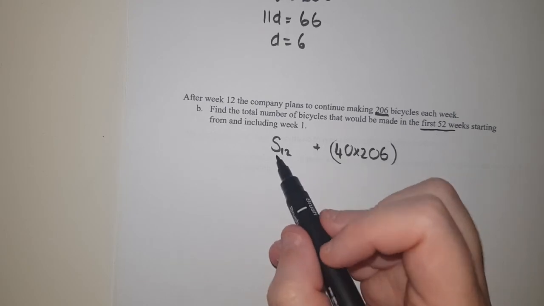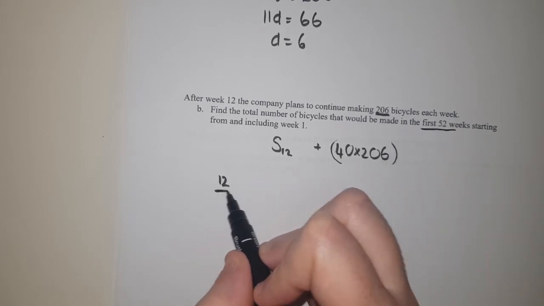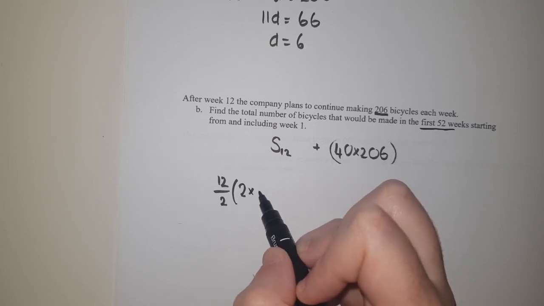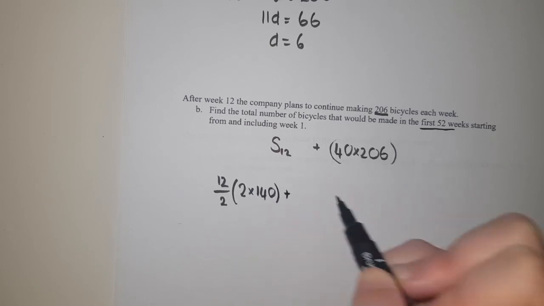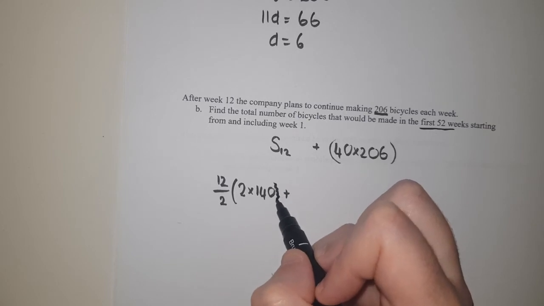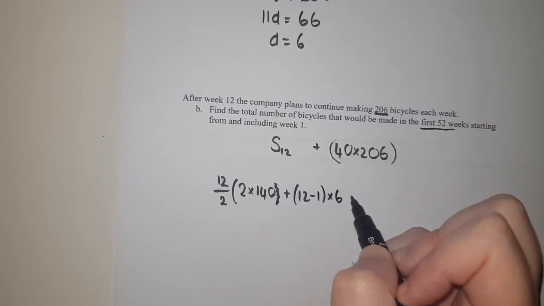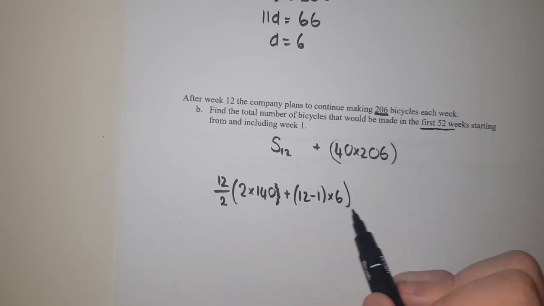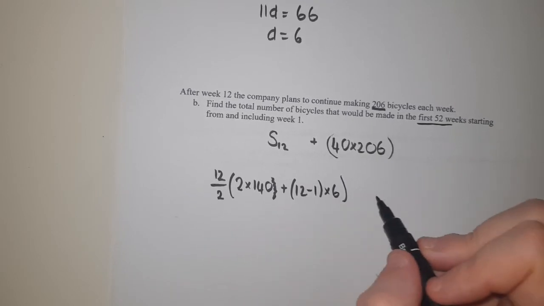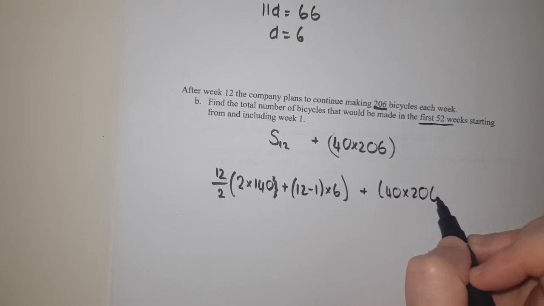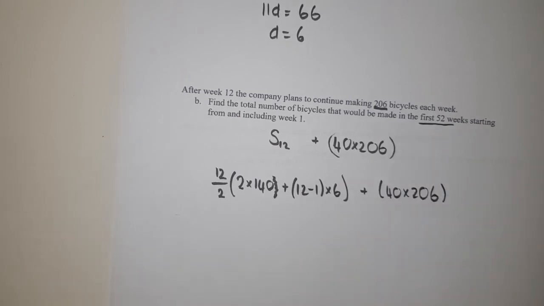Okay, so sum to 12, that is 12 over 2, 2a, so 2 times 140, plus n minus 1, so that's 12 minus 1 times our difference of 6. That's going to give me the sum of the first 12, and then I'm going to add on 40 lots of 206 because you've got another 40 weeks all at 206.